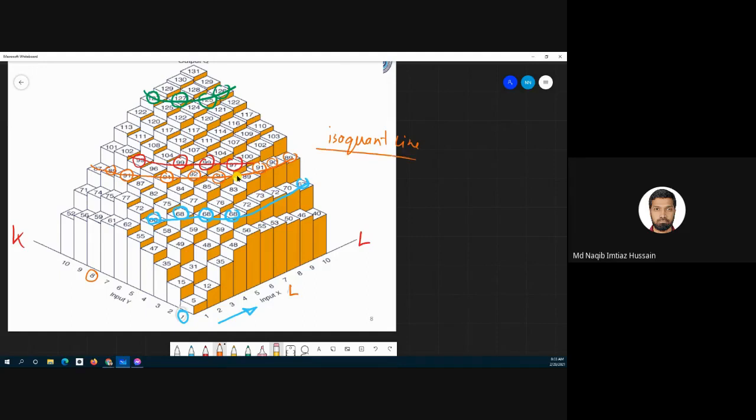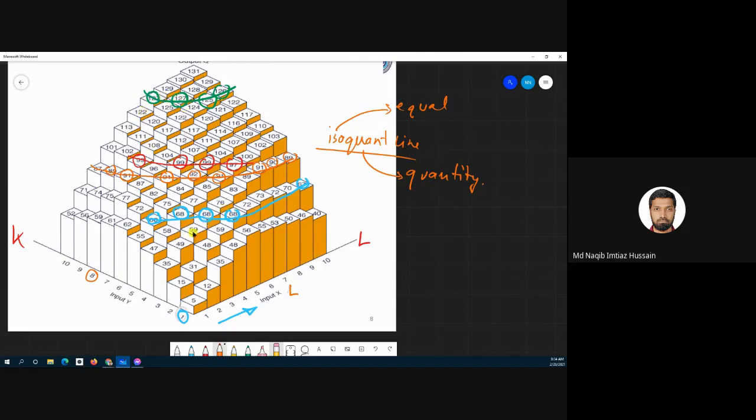Can you follow? Isoquant line. What does isoquant line mean? Iso means equal, and quant is actually quantity. Okay? So on the lines like these, your output quantity is the same. The same thing is happening over there.